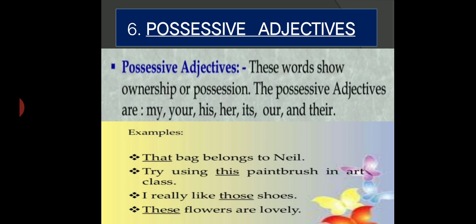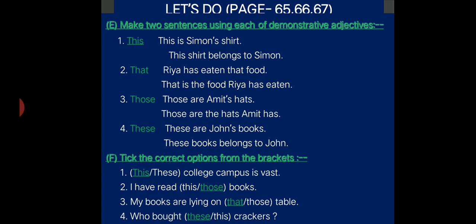Look at the sentence examples. That bag belongs to Neil. Try using this paintbrush in art class. I really like those shoes. These flowers are lovely. Here the words that, this, those, and these are possessive adjectives because they are showing ownership of persons or things like bag, paintbrush, shoes, and flowers as well. So it's all about the chapter of adjectives.